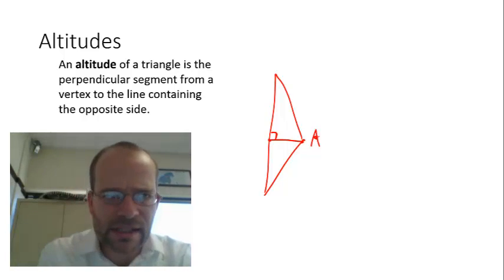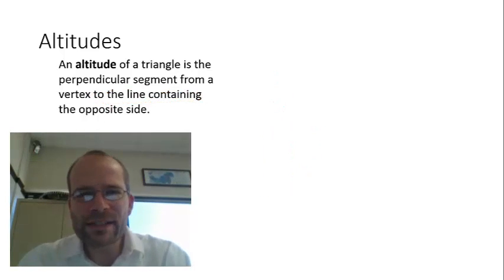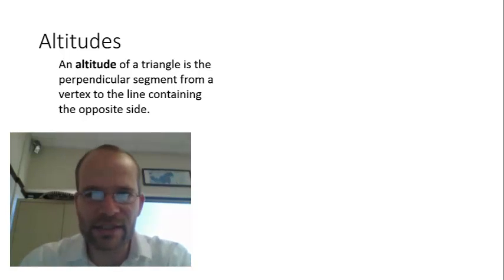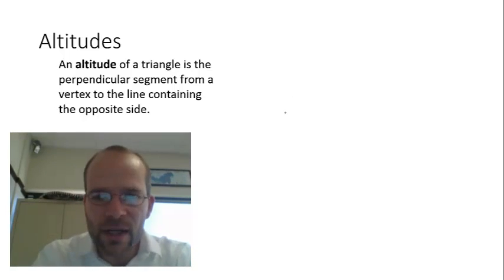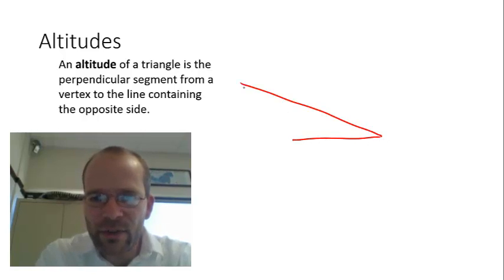Now we notice this language here, to the line containing the opposite side, and it's worth asking the question, why not just say that an altitude is the segment from a vertex to the opposite side? Why the line containing the opposite side? Why that additional language? Is that just extra language? The answer is no. Let's take a look at this situation here. Suppose we had this triangle. It's also an obtuse triangle.